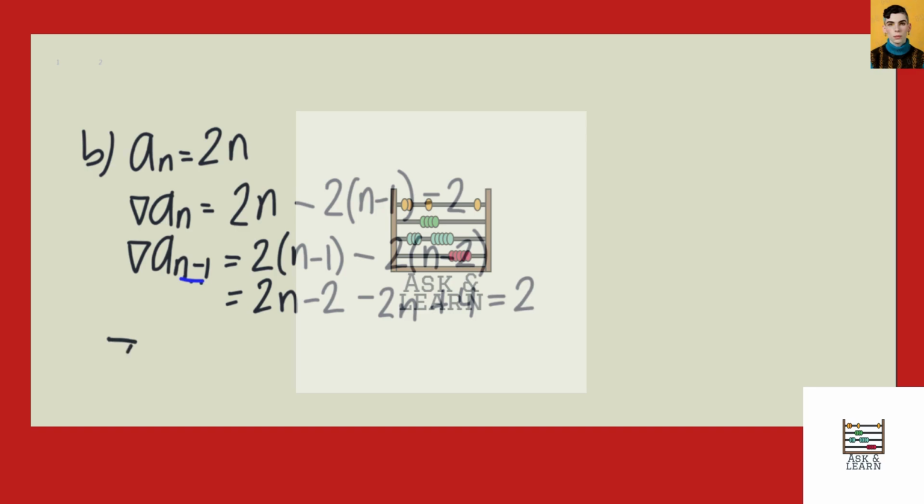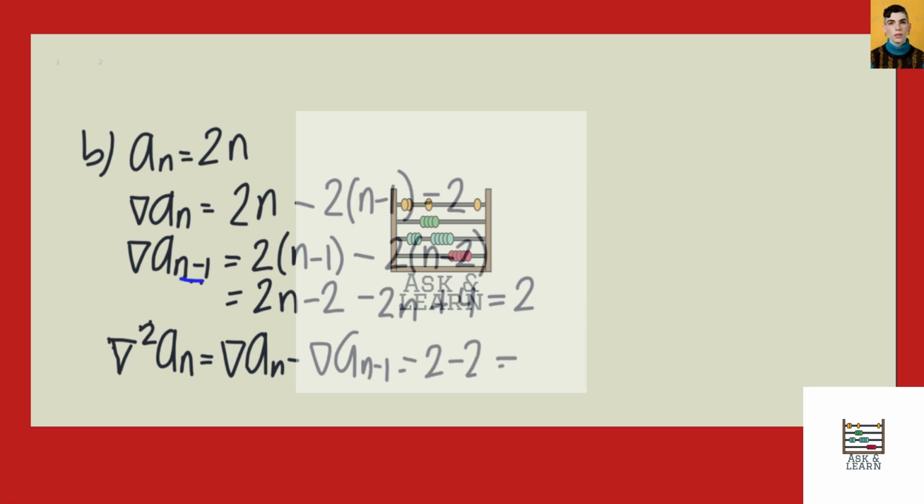So when we go to find our second difference, which is equal to the first difference of an minus the first difference of an minus 1, that is going to give us 2 minus 2, which is equal to 0 as well.